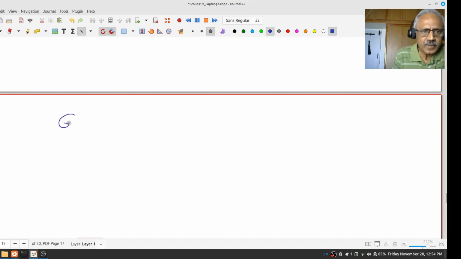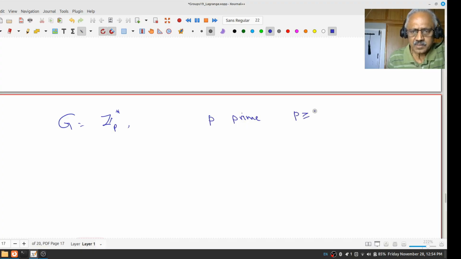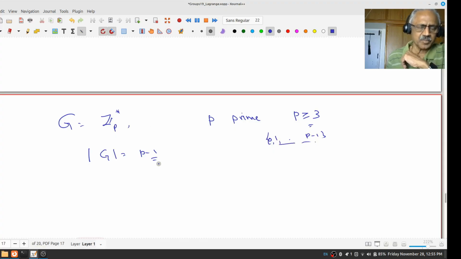Now let's look at G equal to Z mod P star, under multiplication, where P is a prime. Assume P is greater than or equal to 3 for that. Now, what is the number of elements in G? There are P minus 1 elements, because it consists of all integers which are prime to P, between 1 and P minus 1. 0 is excluded, each non-zero element is prime to P, therefore P minus 1 elements.